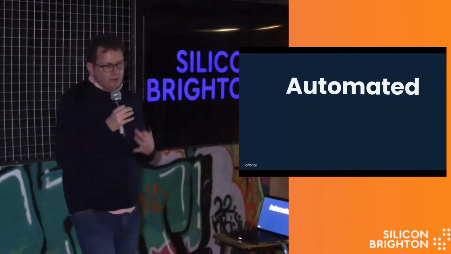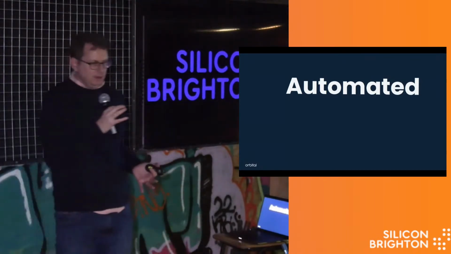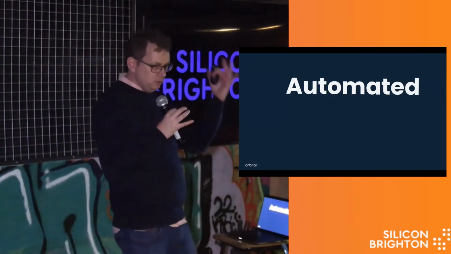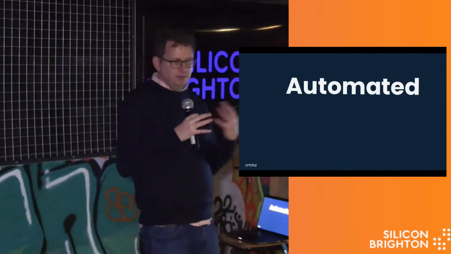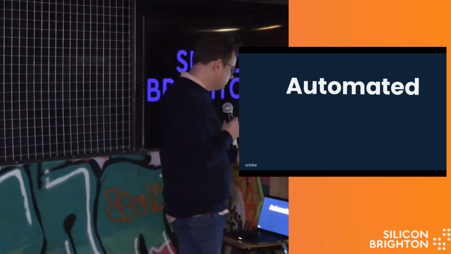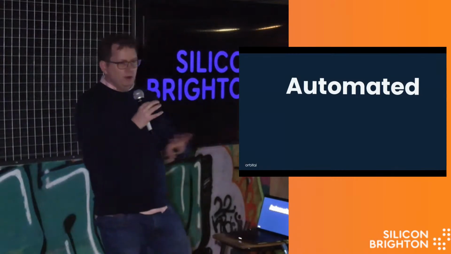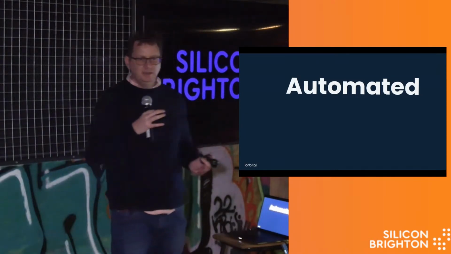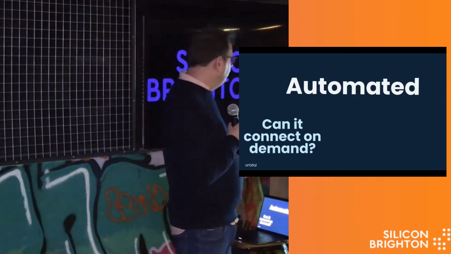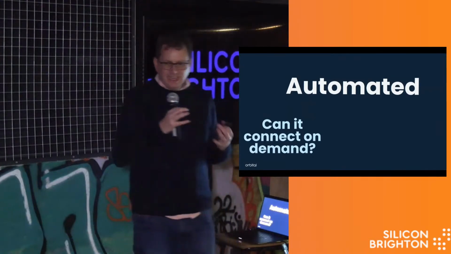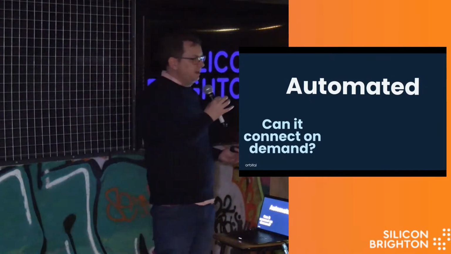But we have a pretty specific definition of what we mean by automated, right? Lots of people talk about automated integration. There's lots of middleware platforms out there. We're on this mission to eliminate glue code, and we have a relatively specific definitional litmus test of what automation means. So for us, it means, can it connect on demand? Can it build something on its own?